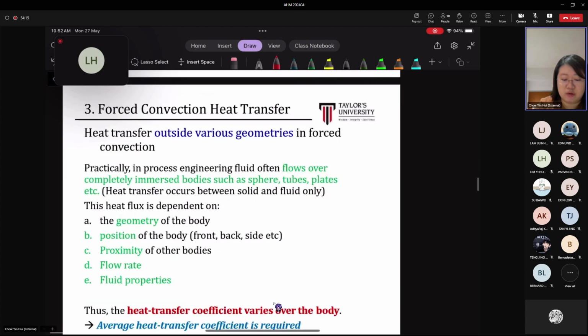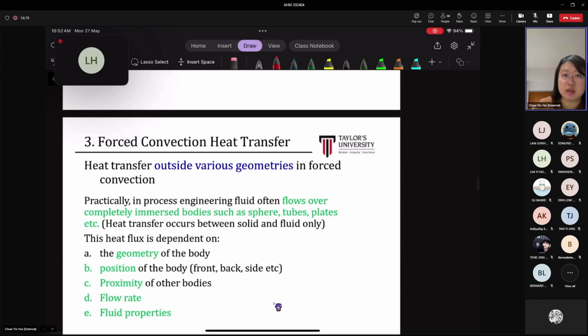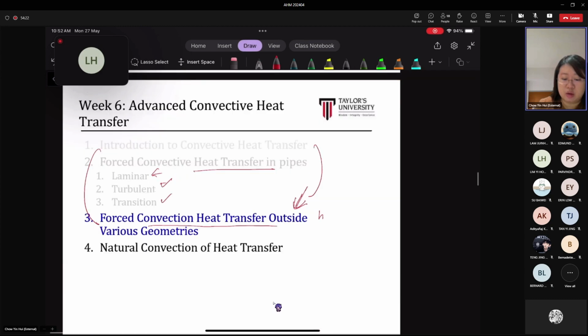So this different geometry includes the geometry that we are going to cover. It includes the plate, the cylinder, the sphere, and banks of tube. These four general types we will encounter most of the time in some process plant.